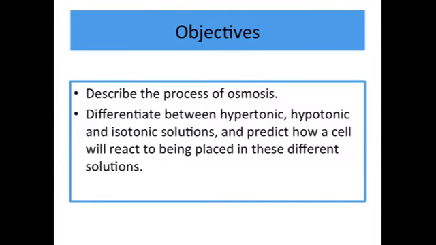Let's begin with our objectives. First and foremost, you're going to be able to describe the process of osmosis, what it is and how it works. Then you're going to be able to differentiate between the special types and processes and how we describe the solutions involved in osmosis: hypertonic, hypotonic, isotonic, and predict how a cell will react once it's been placed in one of these different solutions. Let's begin with the definition of osmosis.